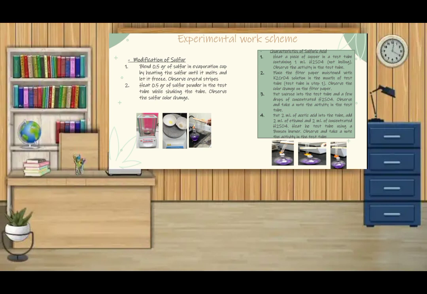Put sucrose into the test tube and add a few drops of concentrated H2SO4. Observe and take note of the activity in the test tube. Put 2 ml of acetic acid into the tube, add 2 ml of ethanol and 2 ml of concentrated H2SO4. Heat the test tube using a Bunsen burner. Observe and take note of the activity in the test tube.